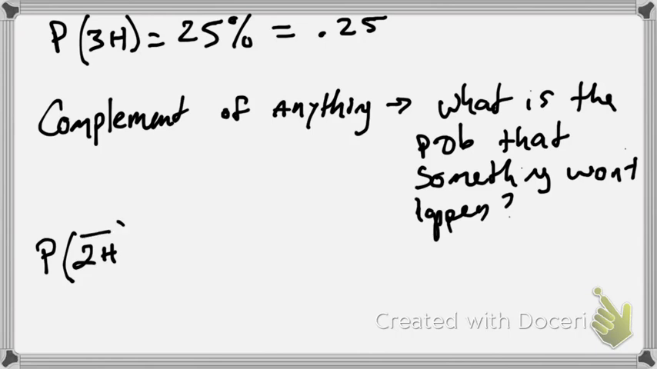So this is the probability that I don't. That's the way that it's written. So it's probability of A. What's the probability that I don't flip two heads?